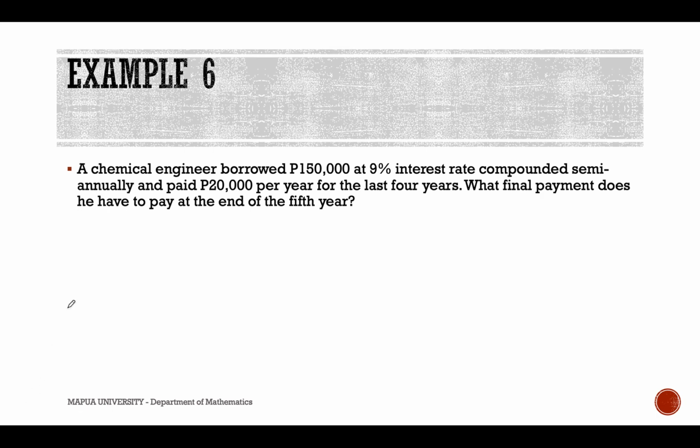So we'll take this as a positive value at year 0. So this should be upward. And then let's say this is the last payment on the 5th year, and then there would be 1, 2, 3, 4 annuities here, which is 20K each.